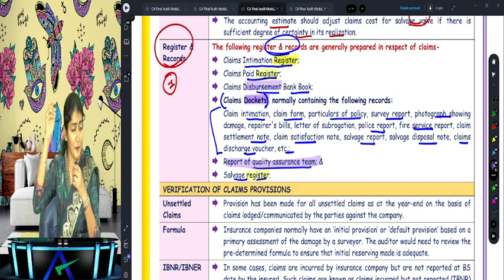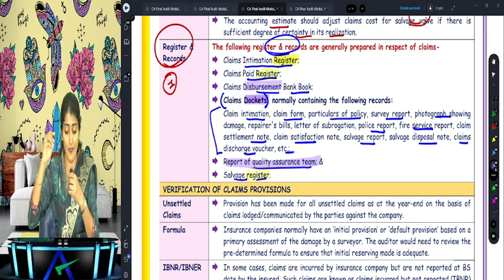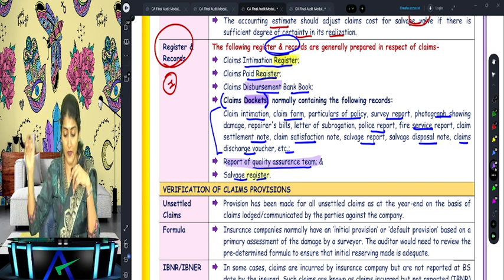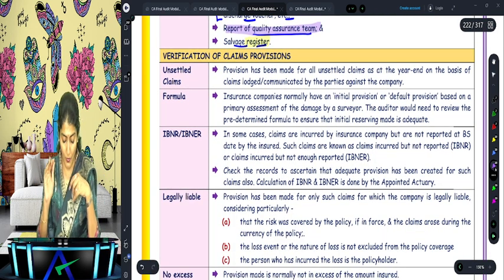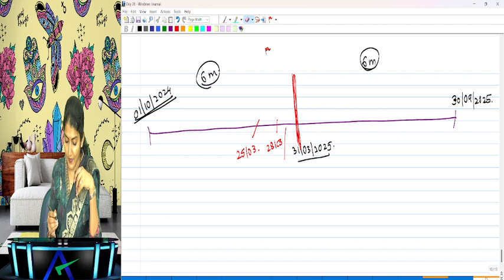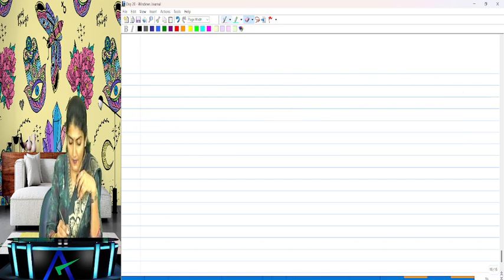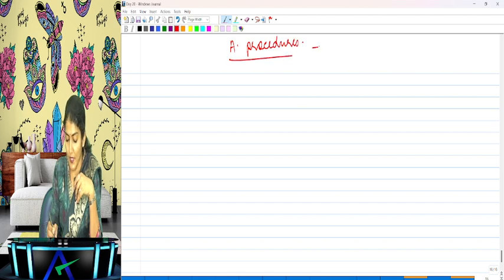So claim intimation register, claim paid register, salvage register, and then the claim disbursement, the claim docket, and the report of the quality assurance team. Okay, right. And now we come to the discussion regarding the green color sunglasses. What are these green color sunglasses? The audit procedures for doing the audit of the claims of the general insurance company.